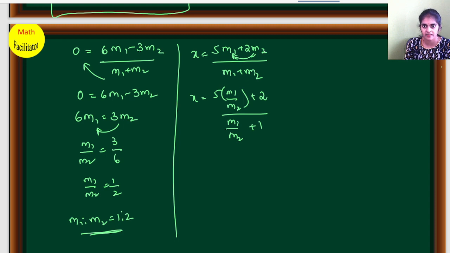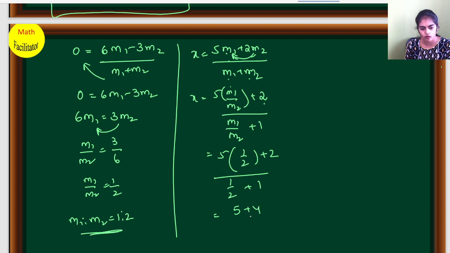So m1 by m2, okay, divided by m2, సో m2 by m2 ఇక్కడ 1 అవుతుంది. సో 2 into 1 is 2 and m1 by m2 వస్తుంది. ఇక్కడ m1 by m2 plus m2 by m2 is 1. So that is equal to 5 into m1 by m2 is how much? 1 by 2 plus 2 whole divided by m1 by m2 is 1 by 2 plus 1. So this is 5 plus 4 by 2 whole divided by 1 plus 2 by 2. 2 2 cancel. So ఈ పాయింట్ ఎంత వస్తుంది? 9 by 3 which is 3.